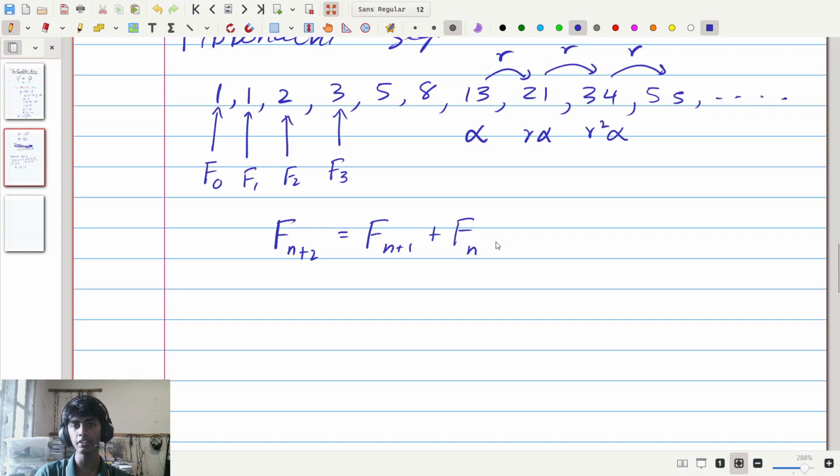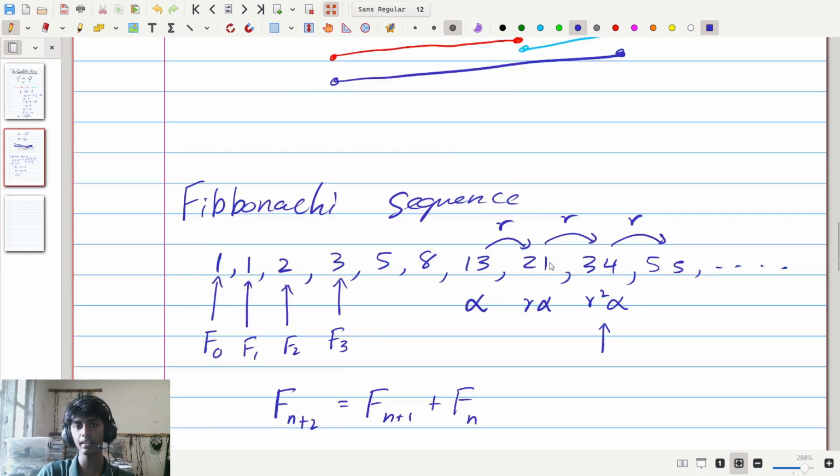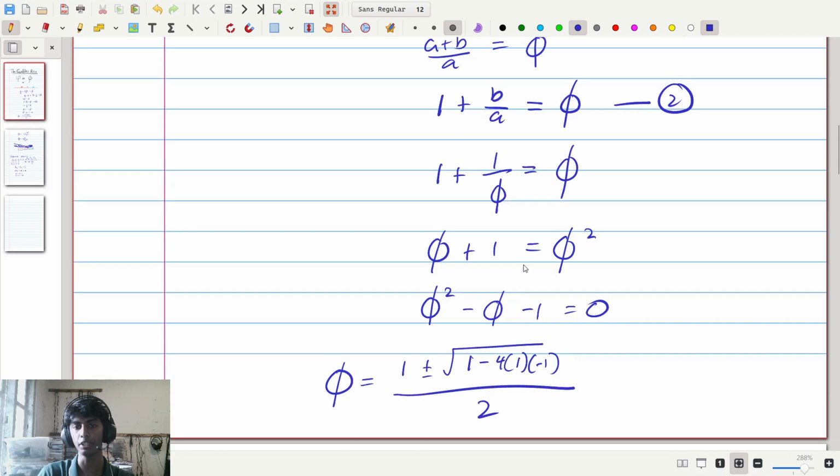So considering any three consecutive terms like this, since any f sub n plus 2 term is the sum of the previous two terms, here the f sub n plus 2 term, r squared alpha, should be equal to the sum of the previous two terms, which is going to be r alpha plus alpha. Dividing everything by alpha, we see that r squared must be equal to r plus 1. And then, taking the other side, r squared minus r minus 1 is equal to 0. This is exactly the equation that we use to find the golden ratio up here.